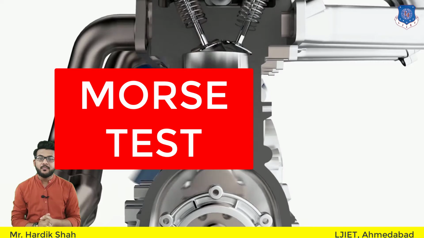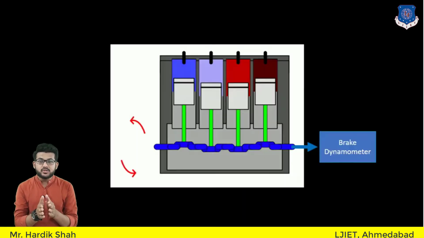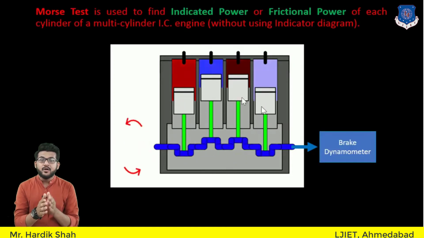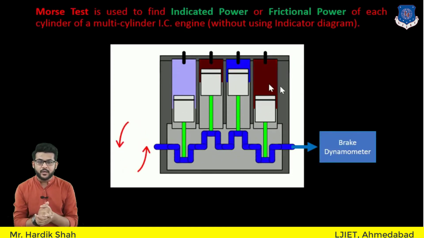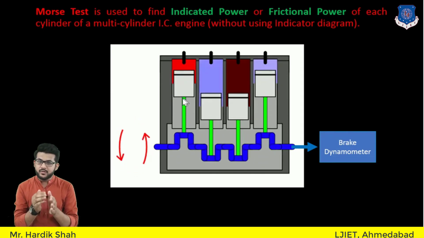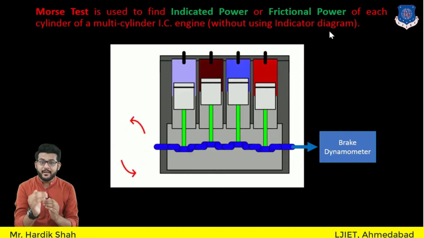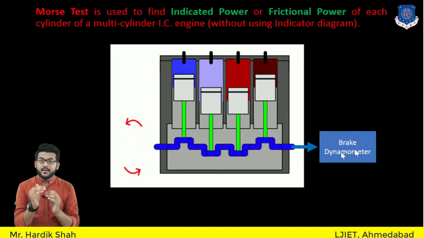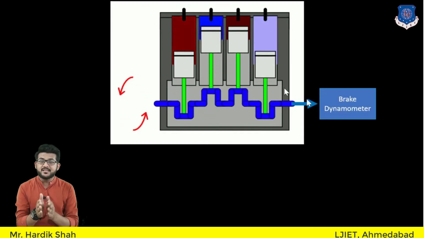First we will start with the Morse test. So what is the Morse test? The Morse test is used to find the indicated power, or you can say the frictional power, of each cylinder of a multi-cylinder engine. Here we have taken 4 cylinders. This will be done without using an indicator diagram, that is a PV diagram. Here you can see a brake dynamometer. So these are the 4 cylinders and this is the brake dynamometer.